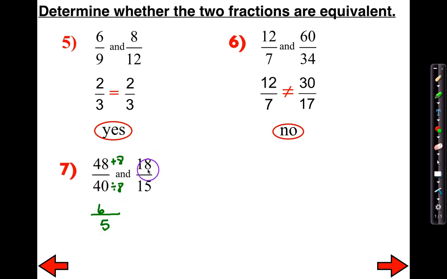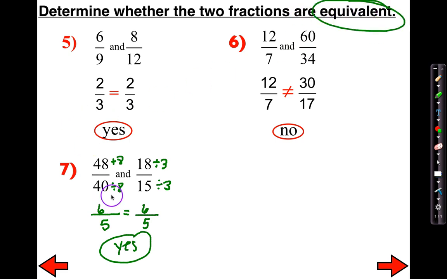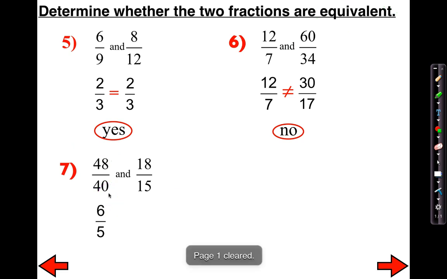I'm going to repeat the process here. I'm noticing I can divide both by 3. 18 divided by 3 is 6, 15 divided by 3 is 5. Guess what? These two are equal. Therefore, I can say that yes, they are equivalent. So again, the best way to check to see if fractions are equivalent is to reduce them down as much as you can to see if they are equal.